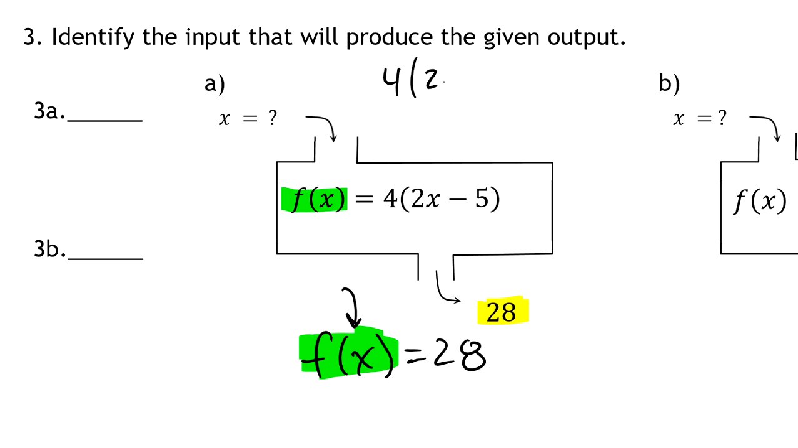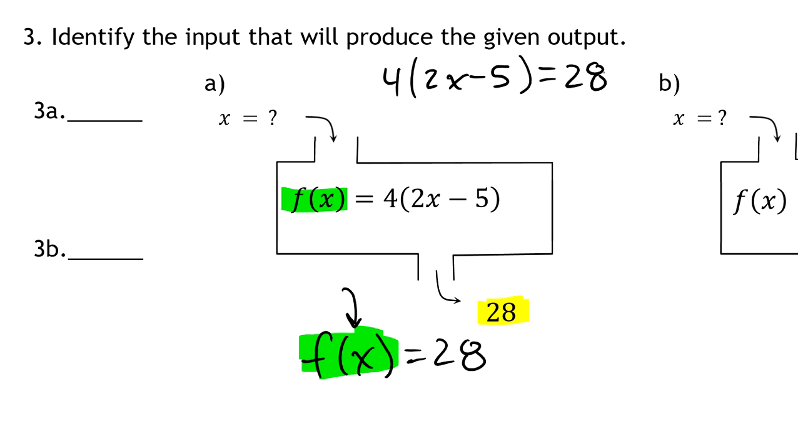So if you look at this, the question this will allow me to answer is what value of x will make the left-hand side equal to 28, and that's what I want. I want to know the value of x that produces this output. A couple ways I can go with this. First, I think I'm going to divide both sides by 4.